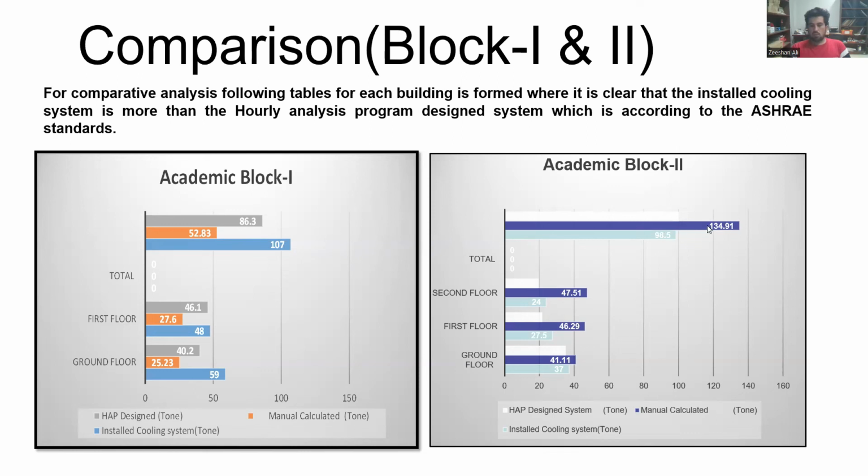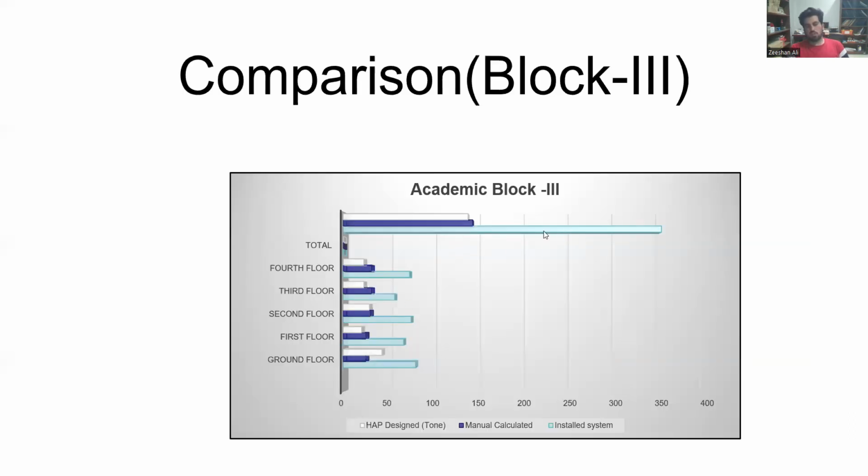Now here for block 2, this color shows manual calculated, this one the installed cooling system, and this one our HAP designed system. So it is clear from here that the installed system is far greater than our HAP designed system. Also here it shows that the installed system is greater than the manually calculated or HAP designed system, which are both as per SI standards. One is through manual calculation and one is through simulation software.